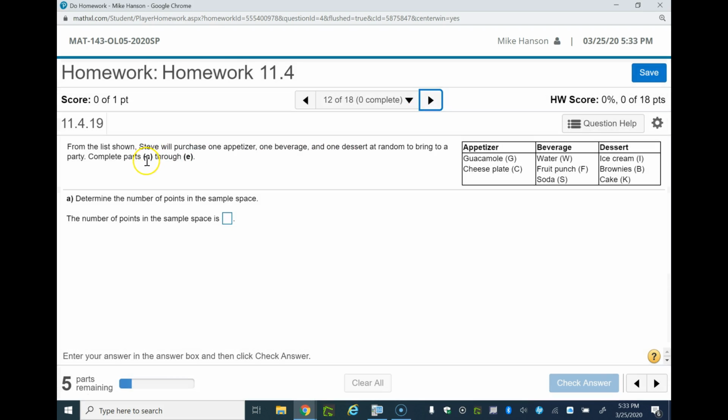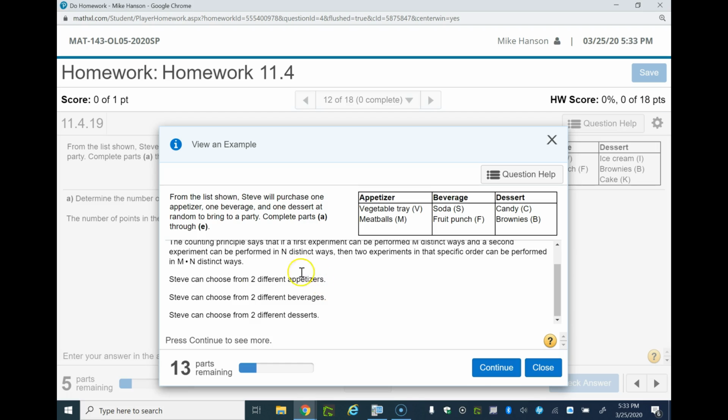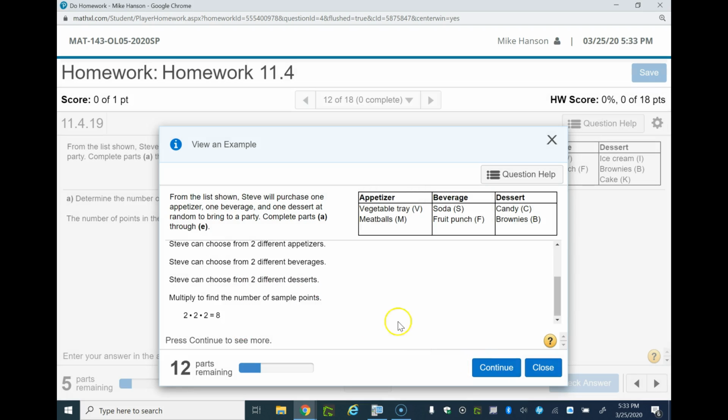There's actually a lot of parts, A through E, so let's do each part. Let's start with A. A says determine the number of points in the sample space. Remember, for sample space we'll be using that counting principle. That's when we multiply M and then N together. But in this case, we actually have 3 things that we need to multiply together. So 2 times 2 times 2. So here are all my 2's. We multiply those together, we get 8. So the answer for part A, the sample space, is going to be 8. There are 8 possible choices: vegetable, soda, candy; vegetable, soda, brownies; meatball, soda, and so on. So you're actually going to do it 8 times.